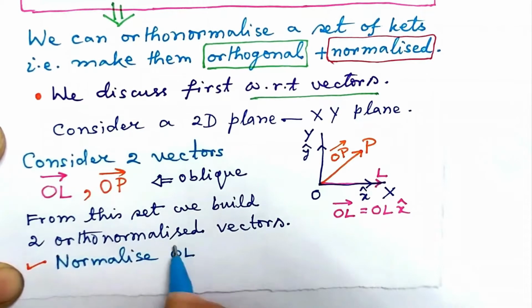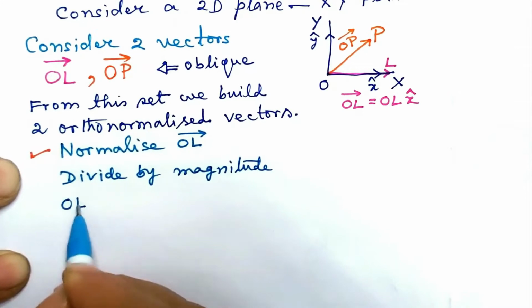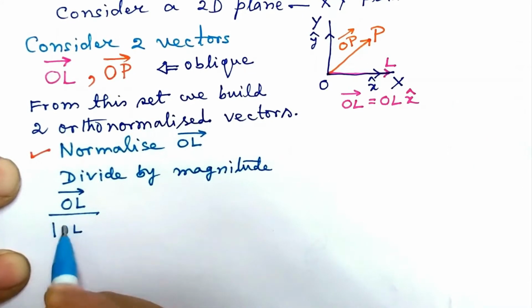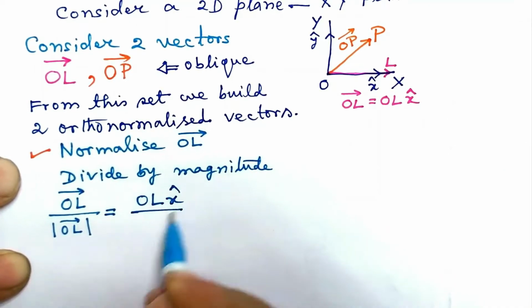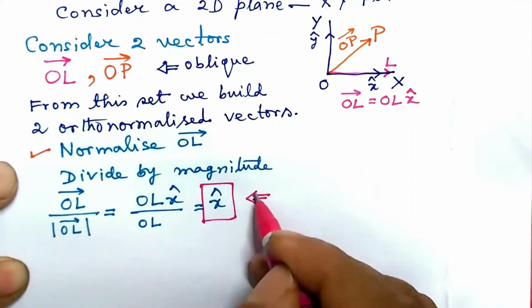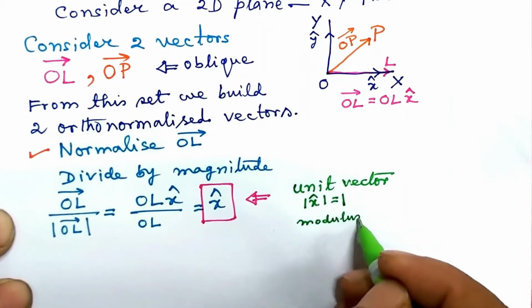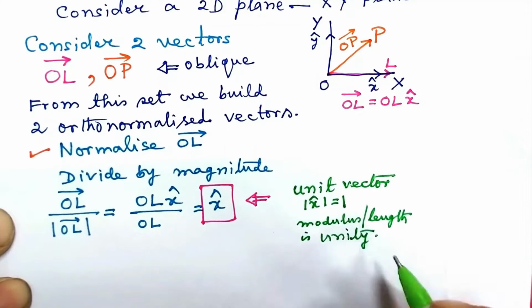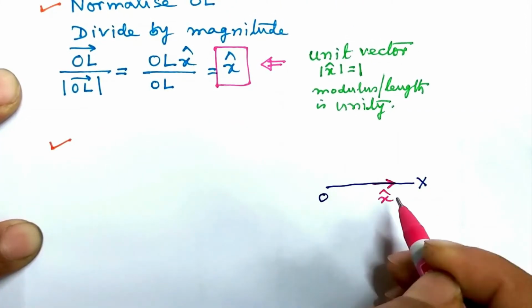Normalize vector OL: divide by magnitude to get vector OL by mod of vector OL. For vector OL we write OL into x hat, divided by OL. We get x cap, which is a unit vector, that is, mod x hat is 1, the modulus or length is unity. This is x hat, the normalized version of vector OL.